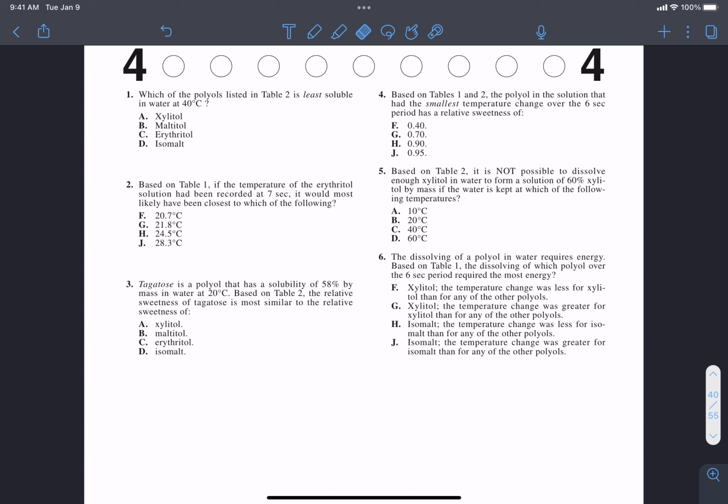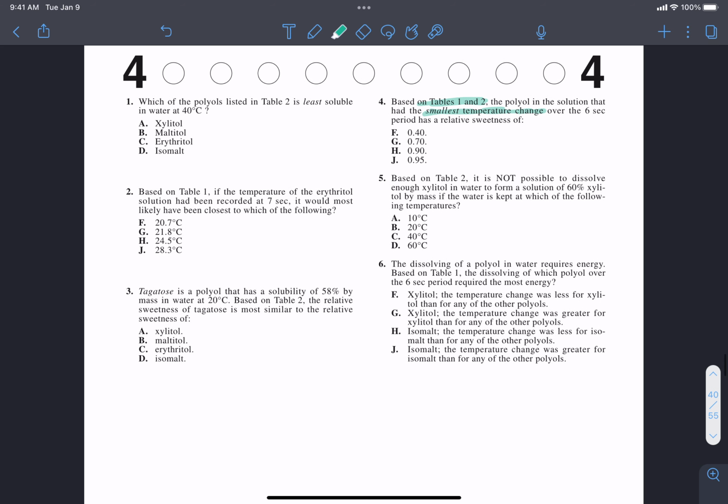All right, moving on to question number 4. So question number 4 says, based on tables 1 and 2, the polyol in the solution that had the smallest temperature change over the 6-second period had a relative sweetness of what?